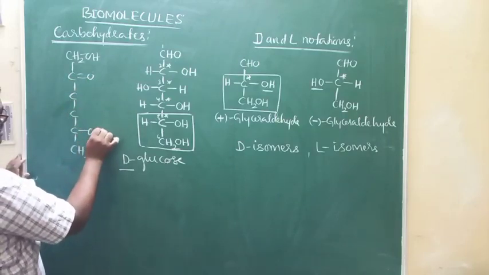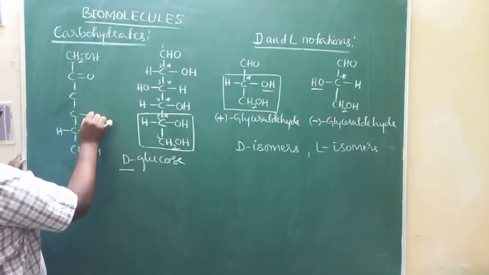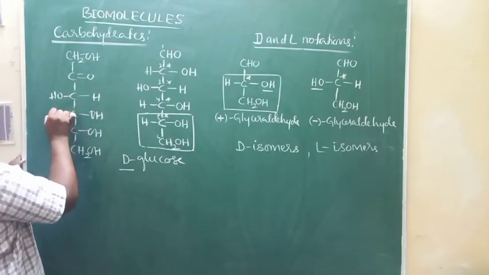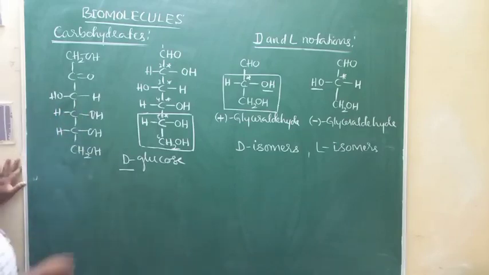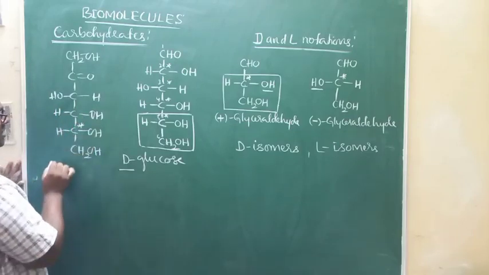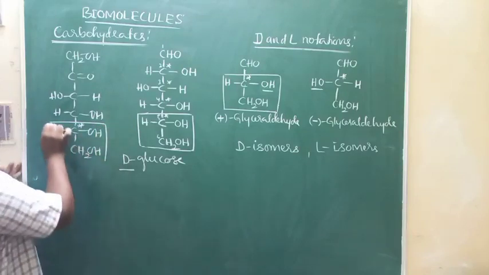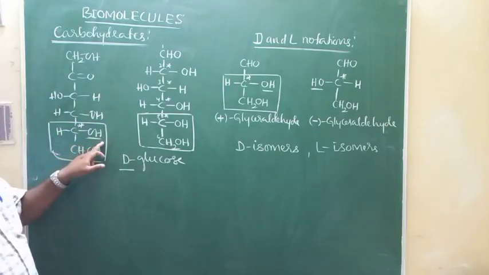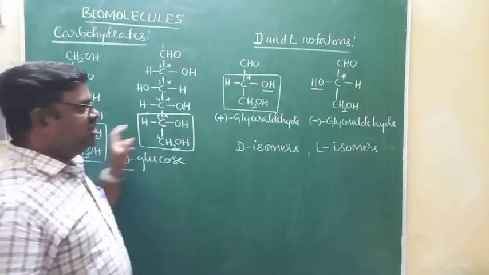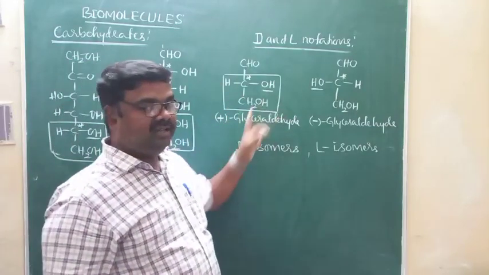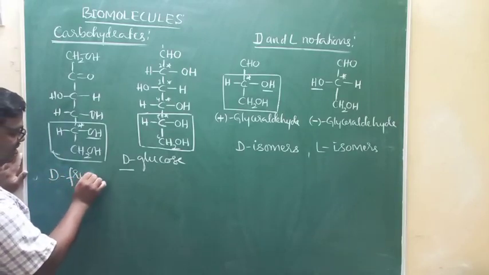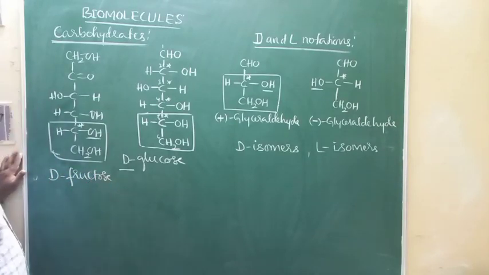Look at this. This is fructose. The lowest asymmetric carbon atom is this. Look at the configuration. At the lowest asymmetric carbon atom of fructose, your OH group is on the right side. This configuration matches with plus glyceraldehyde. Therefore, it is D-fructose.